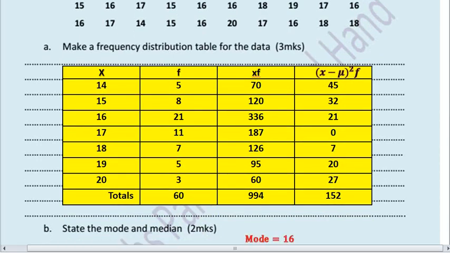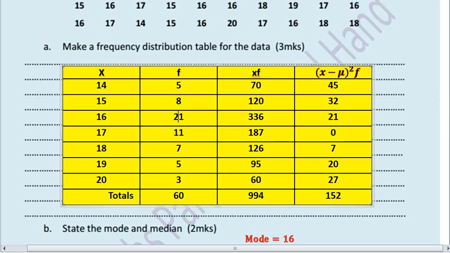Part B states the mode and the median. From my frequency distribution table, the highest frequency here is 21. And which number has that 21? The number that has that 21 is the value of x equals 16. So my mode is 16 and not the 21. The mode is the number with the highest frequency, and 16 is that number. Then for the median, there are 60 scores, so the median should occur between the 30th and the 31st position.